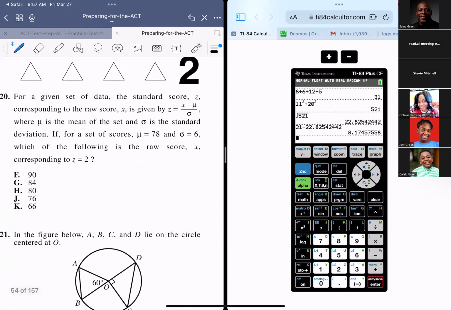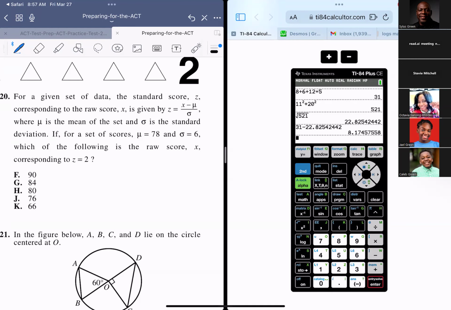Okay. For a given set of data, the standard score corresponding to the raw score is given by, I'm just going to say z because I don't know what that is. Z equals x minus u over O, where u is the mean of the set and O is the standard deviation.